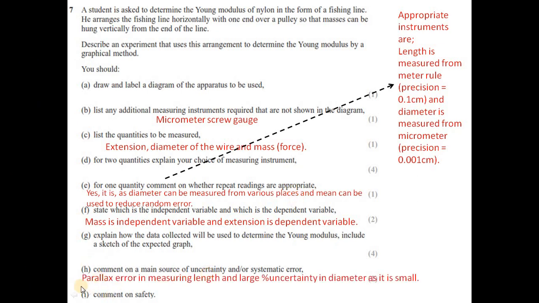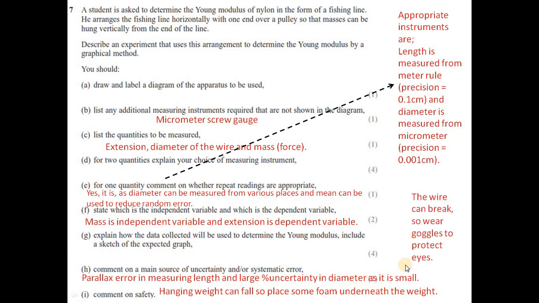Sources of uncertainty: removing parallax error, and because the diameter is small, we can have a large uncertainty because of this small measurement. Comments on safety: we have hanging weight, so we should be careful, and we put some foam underneath. Because we have a wire in tension, there is a chance that the wire breaks, so we must wear goggles. So these two points you can include in the comments on safety.